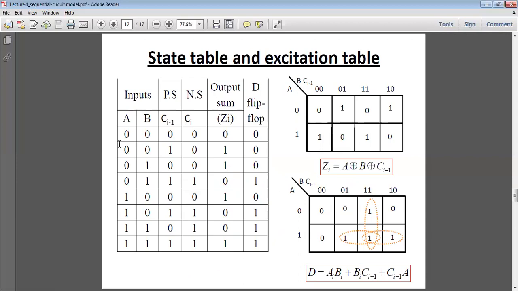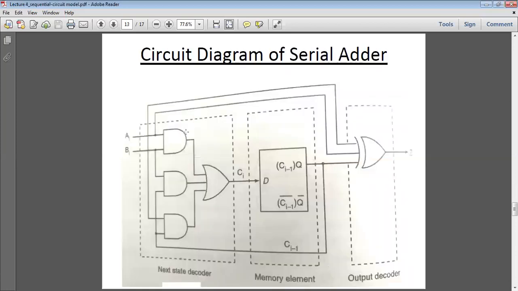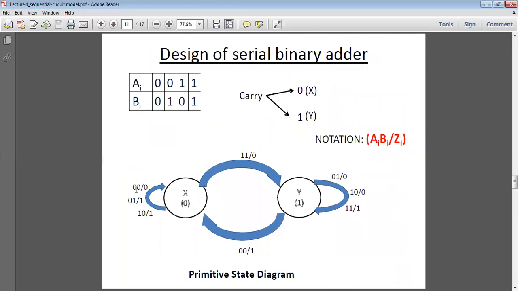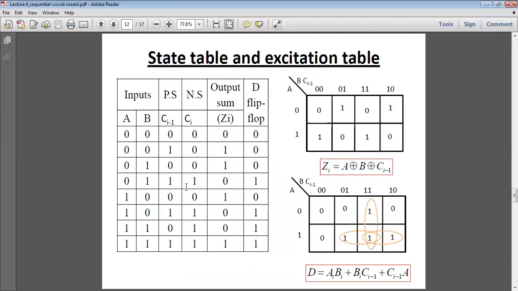So first we consider the combinations of A, B and C_{i-1}. I have written 0 0 0, 0 0 1, 0 1 0, 0 1 1, 1 0 0, 1 0 1, 1 1 0 and 1 1 1. From the present state and the inputs, we have to find the next state C_i. So when it is 0 0 0, what will be the next state? The next state is also 0.